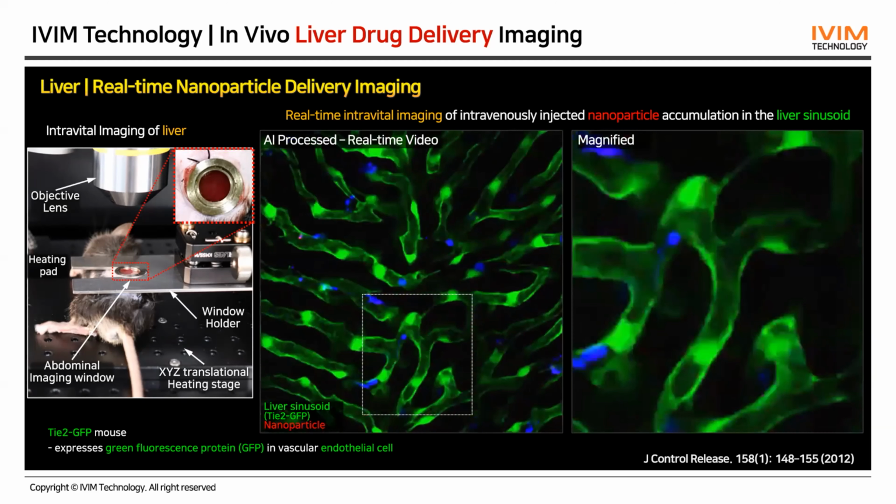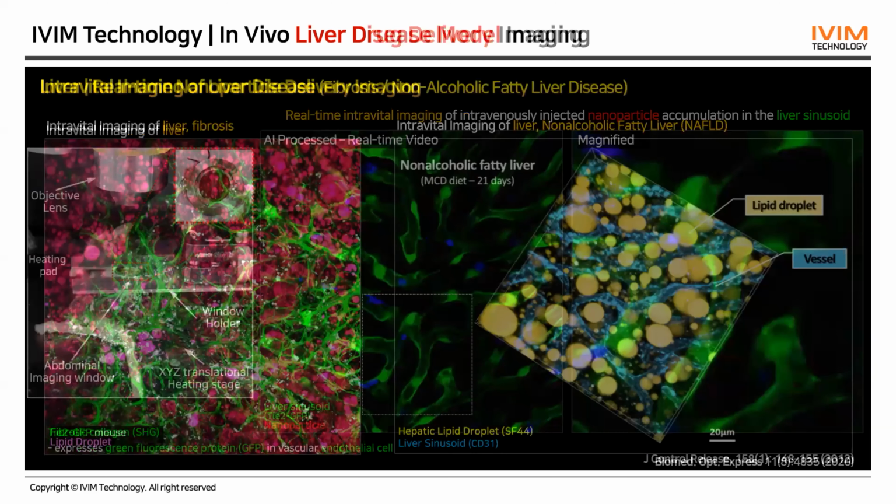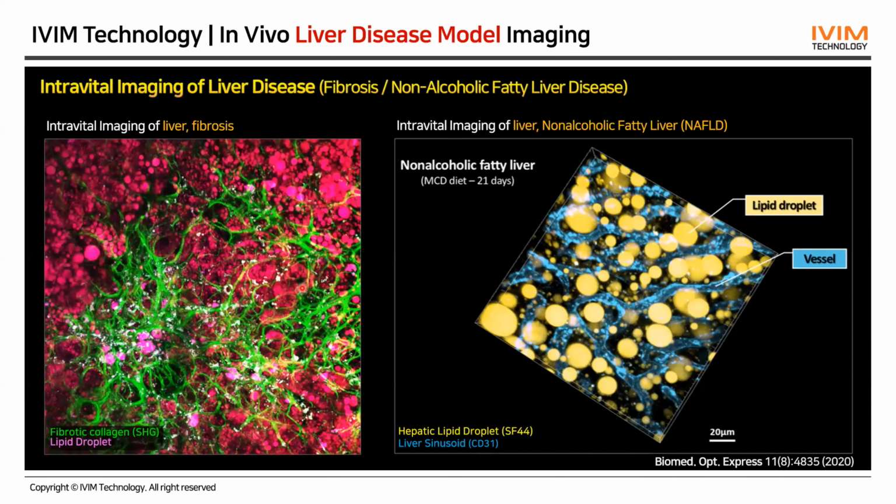In the disease model, especially in the NAFLD, fatty liver disease model, we can clearly visualize the fibrogenic collagen and the lipid droplet deposition in the liver tissue. Especially the fibrogenic collagen can be visualized with the label-free second harmonic generation signals in a two-photon microscopy.